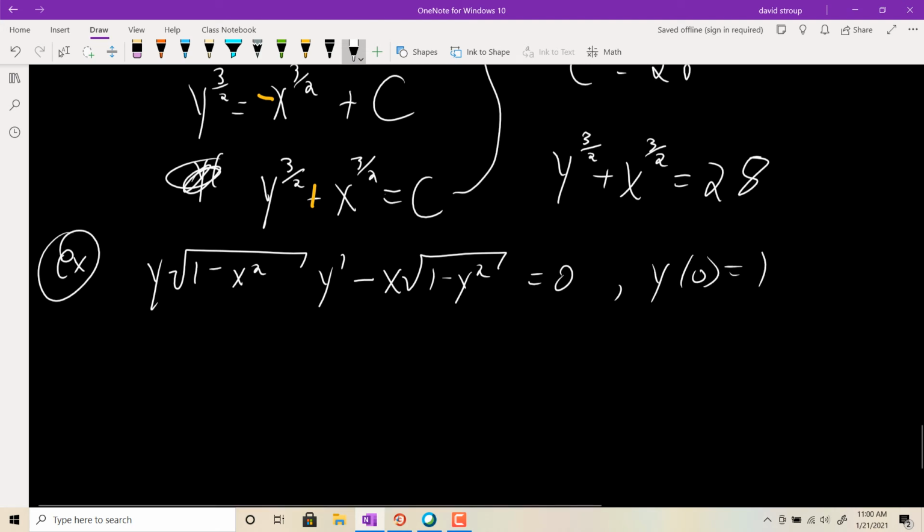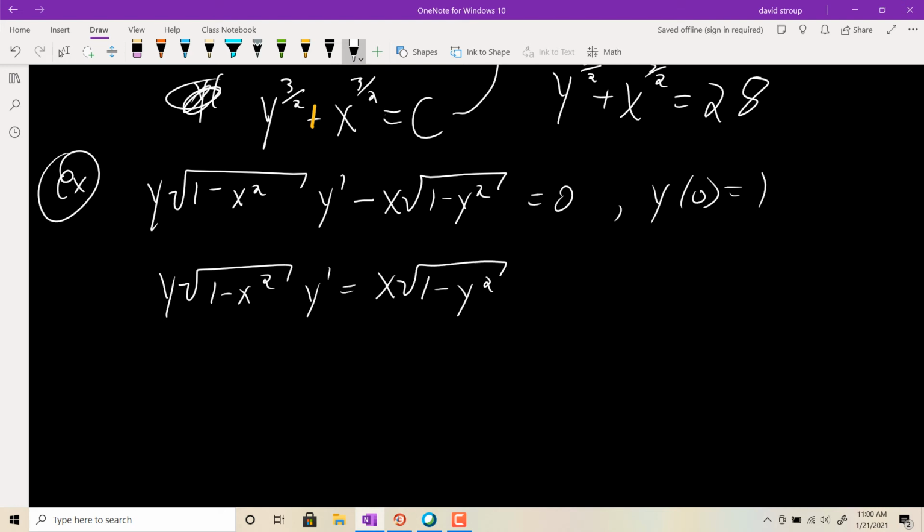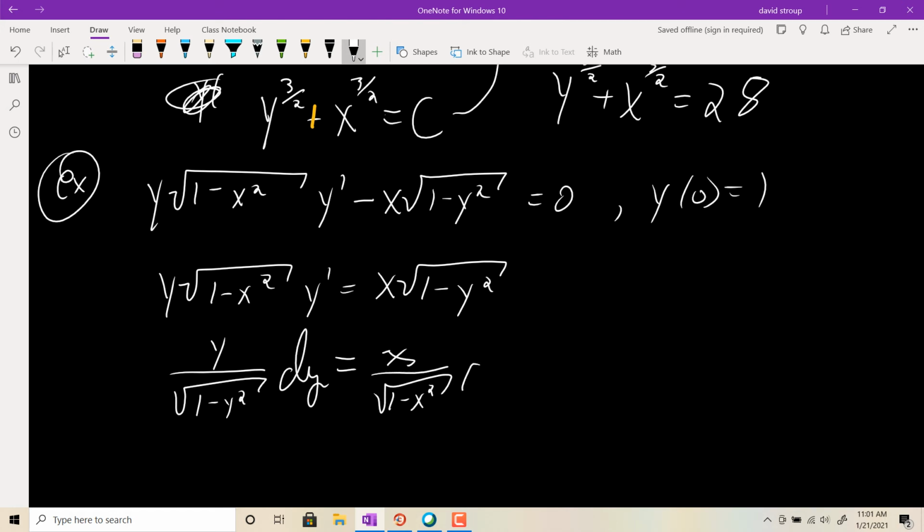Okay, so in this case, again, it's separable. So I'll go y times the square root of 1 minus x squared y prime equals x times the square root of 1 minus y squared. Get all the y stuff on one side, the x stuff on the other, so you're going to end up with y all over square root of 1 minus y squared dy equals x all over pretty much the same thing, right? 1 minus x squared dx.